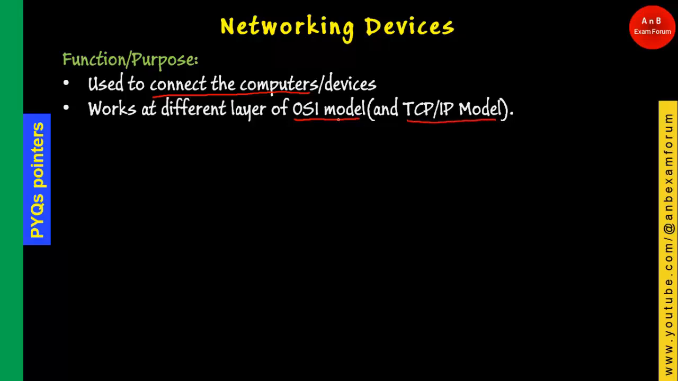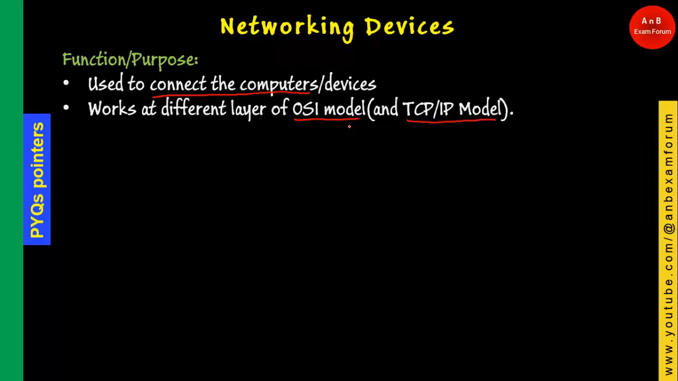Okay, so we have already made a chapter on this particular model. You can just go through those models. What are those models? What are the names of the 7 layers? What is the function of each layer? So for timing, just remember that the networking devices work at different layers of the OSI model. From the exam you will get one question from layers also.